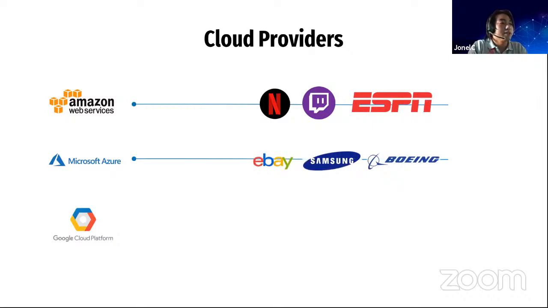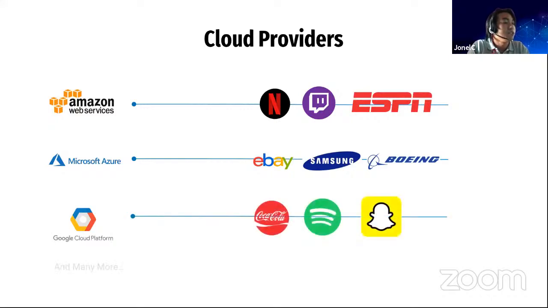So Microsoft Azure naman, merong itong mga sample na to na gamit naman na nila is Azure. So one example is eBay, which is an e-commerce website. And another one is Samsung. So they use Azure for their cloud information or functionalities. And Boeing, if I pronounce that right, which is an airline company. So lahat ng airline tracking or airline information nila is using Microsoft Azure.